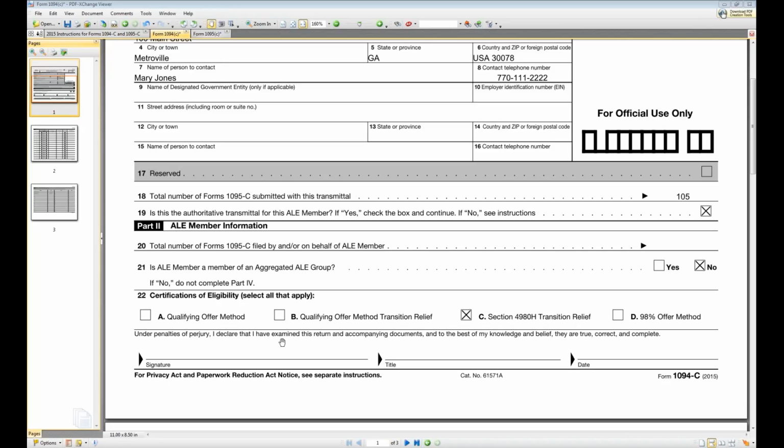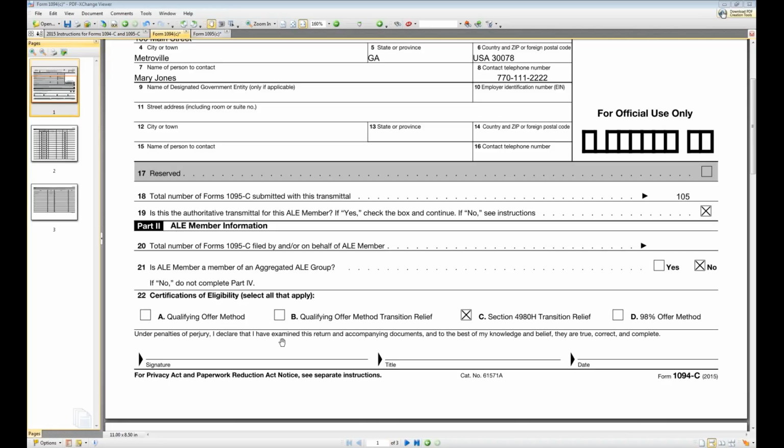Line 22 was originally designed by the IRS such that an employer who qualified for A or B could qualify for what was originally called simplified reporting, and then after the IRS realized it wasn't simplified, it's now called alternative reporting. In theory, if the employer met certain qualifications to check A or B, and those qualifications are listed in the instructions, then the employer could, instead of providing 1095Cs to the employees, provide a simplified statement, basically a paragraph telling the employee that coverage was offered, it was affordable, et cetera, and that the employer would not have to do the 1095Cs for employers.